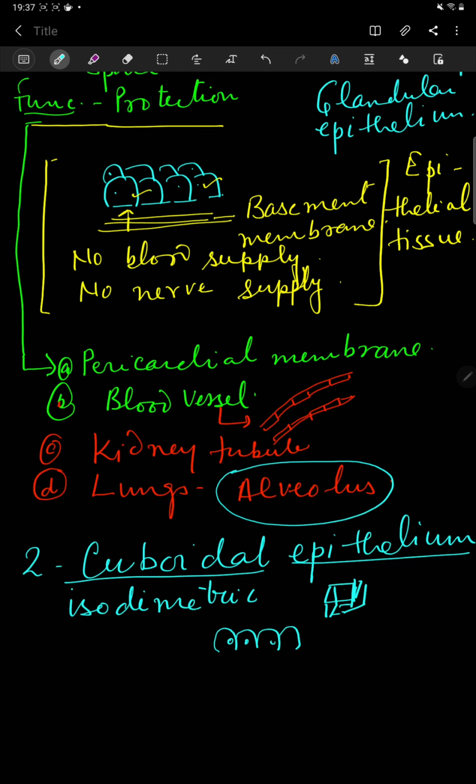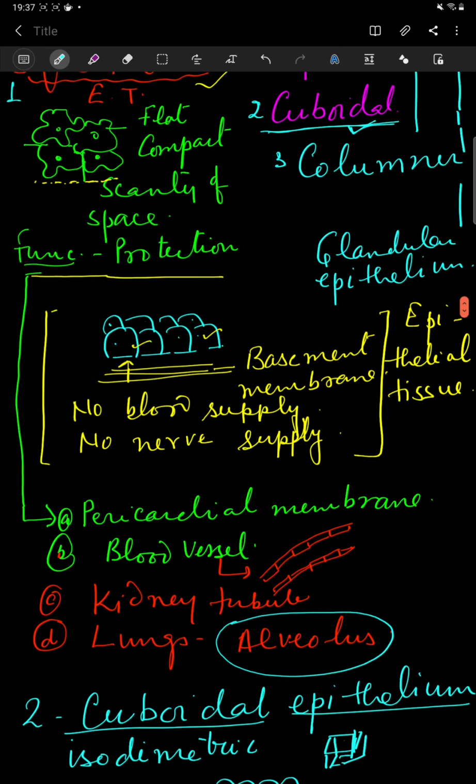We will draw it like this. This is cuboidal epithelium. The second layer of cells, this is cuboidal epithelium. Again the gap is very small. The gap is not there, meaning the intercellular space is very small. Just like in squamous epithelium, where the main function was protection. See this one, the main function was protection. No doubt it is very thin, so it helps in diffusion also.